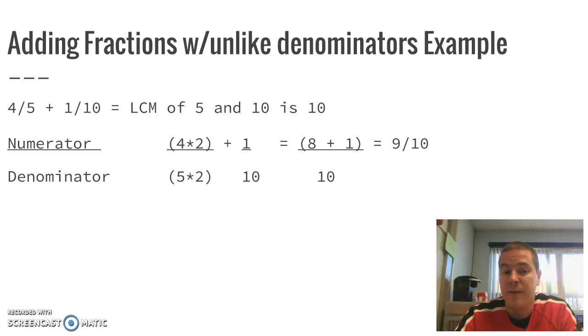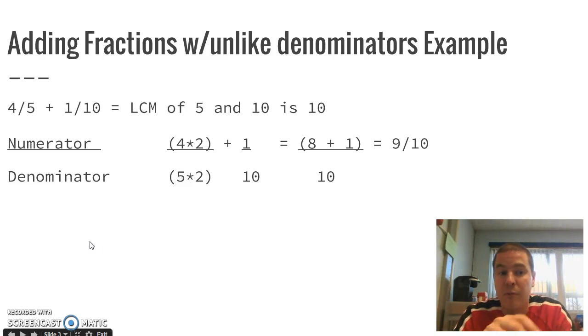If I multiply the top and the bottom both by 2, I'm going to get 8/10. Then you add in the 1/10, which is from the original problem, 4/5 plus 1/10. So now I have 8/10 plus 1/10. 8 plus 1 is 9. 9/10 is my answer.